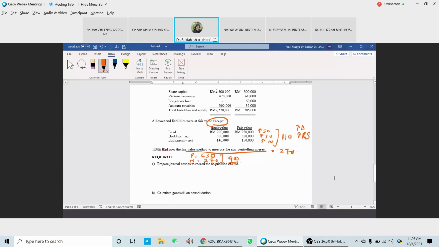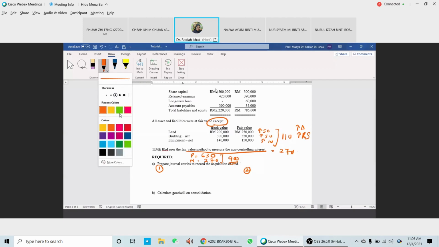Any of you? Journal entry to record the acquisition. We're going to have two journal entries, number 1 and number 2. What are you going to have for this one? Any of you? Okay, can you just proceed?